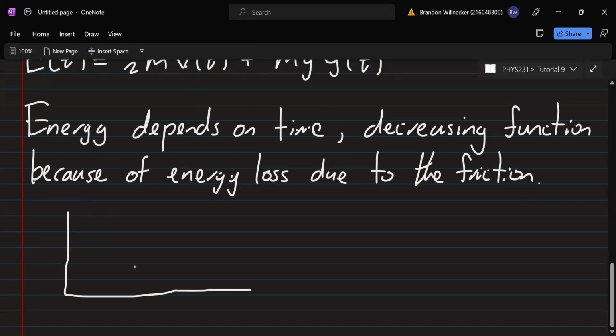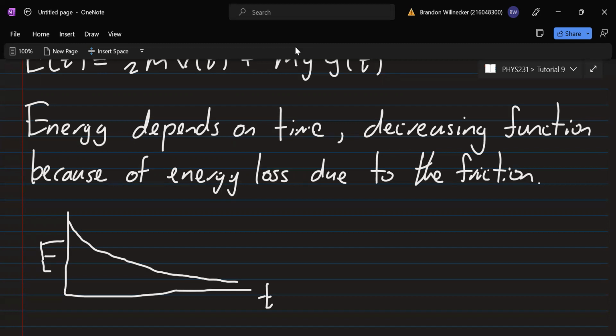So if we imagine we've got our function E with t, maybe it looks something like this. Something like that. Maybe it's exponential. So we would like to determine the shape of this curve as well as the rate of energy dissipation.